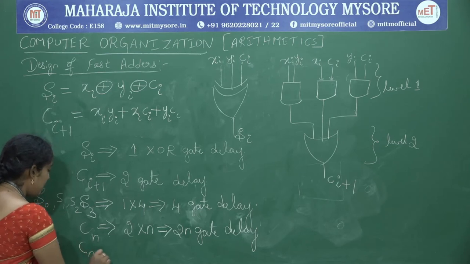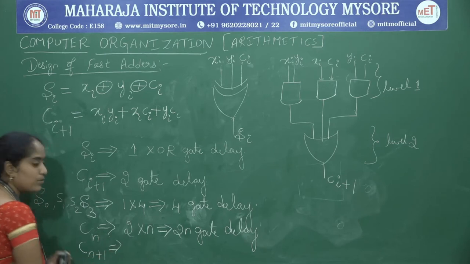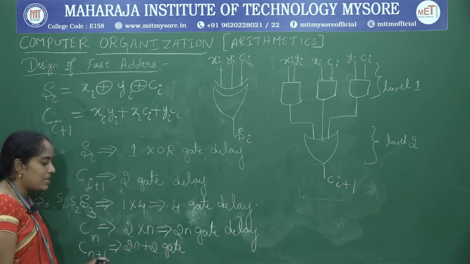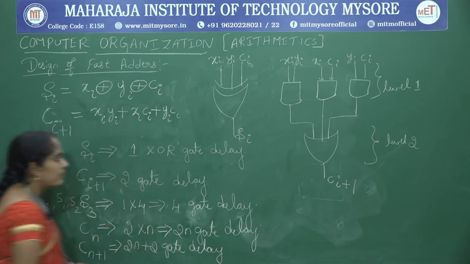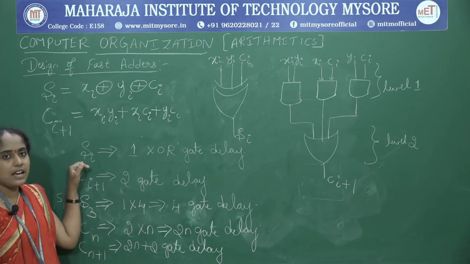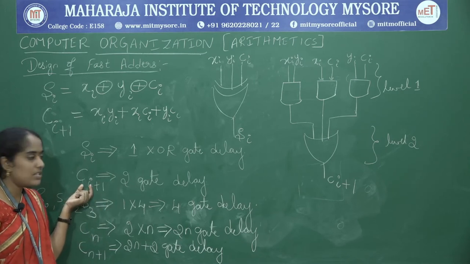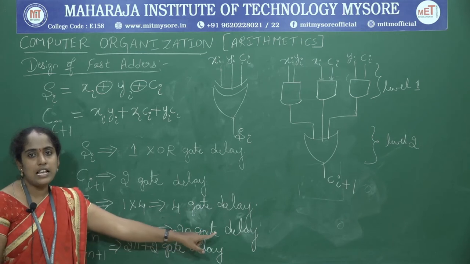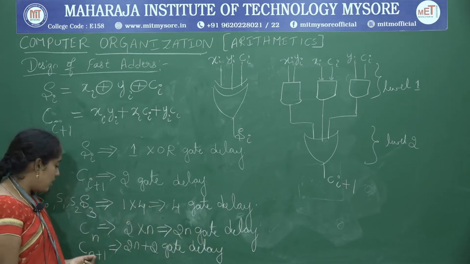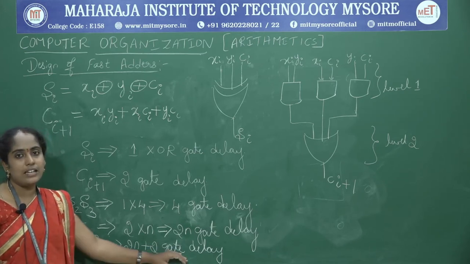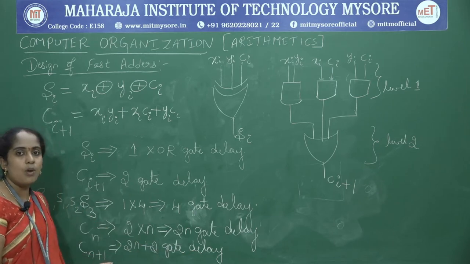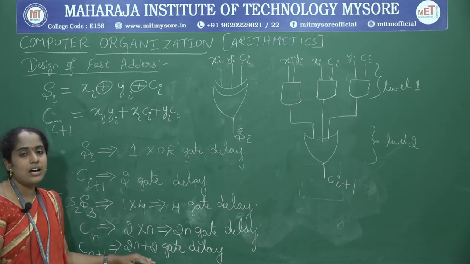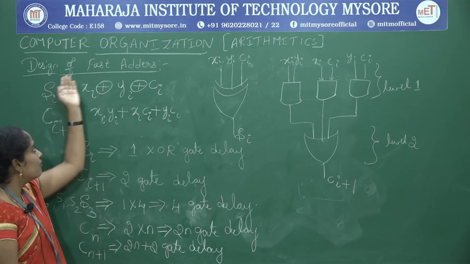But we need Cn plus 1 also, right? So, in the previous example it is Ci plus 1. So, in that case 2n plus 2 gate delay is required to get the Cn plus 1. Okay. So, in the ripple carry adder, to get the Si value we need 1 XOR gate delay. To get the Ci plus 1 we need 2 gate delays. So, likewise we need 2n gate delays to get the Cn value, and for Cn plus 1 we need 2n plus 2 gate delay. Okay. So, this is the main disadvantage of the ripple carry adder. To overcome this we use carry look ahead adder or parallel adder. It is also called as the fast adder.